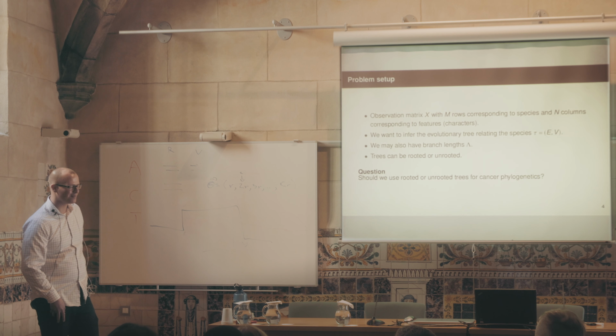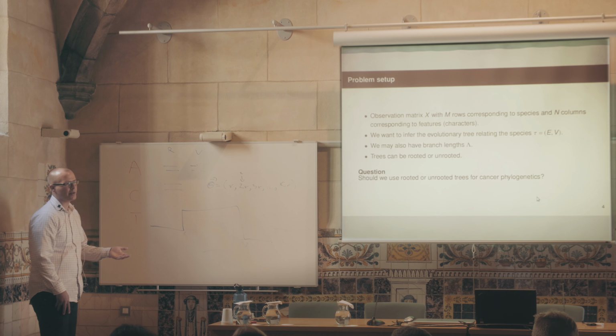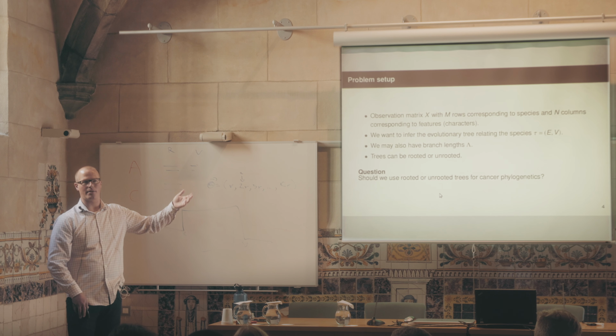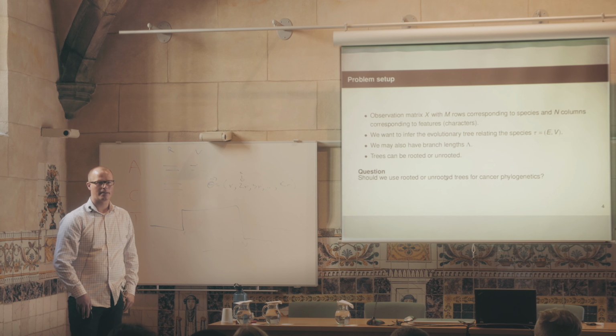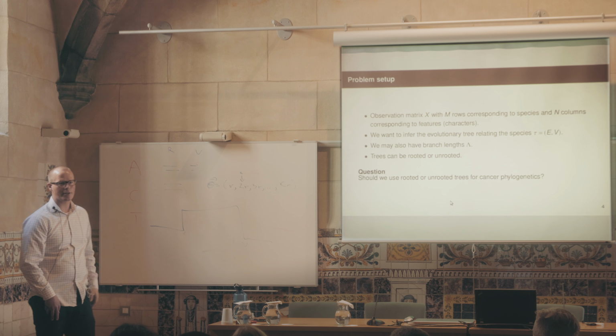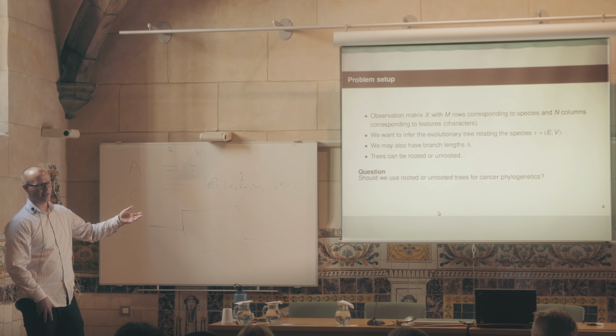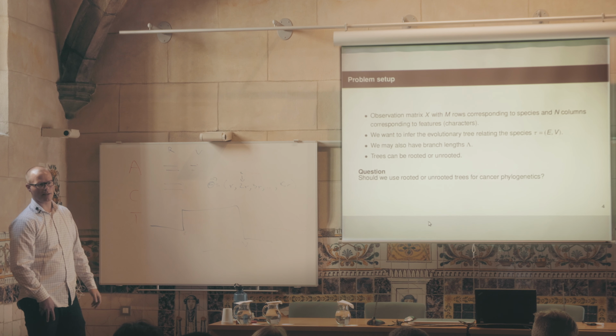Yeah, and I would agree. I think we always use rooted because we know the ancestral sequence, right? We always know that these cells come from a normal cell, right? So we do know the root. And this is actually a case where things get easier in this domain because we do know the ancestor.